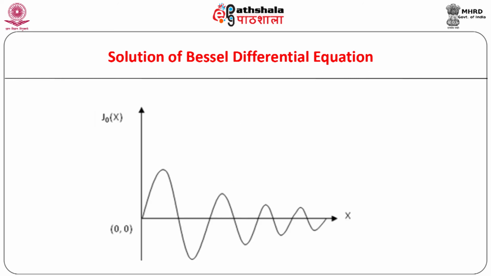Let us have a look at some representative plots of Jn x. The value of x at which Jn x becomes 0 is called a zero of Bessel function. Infinite values of x exist at which Jn x becomes 0.